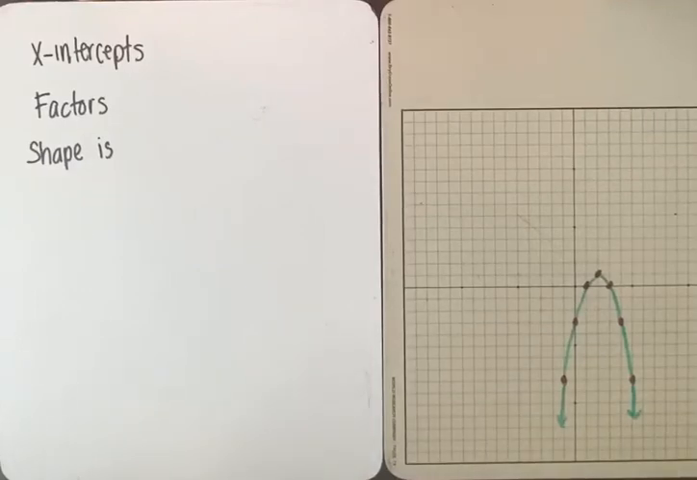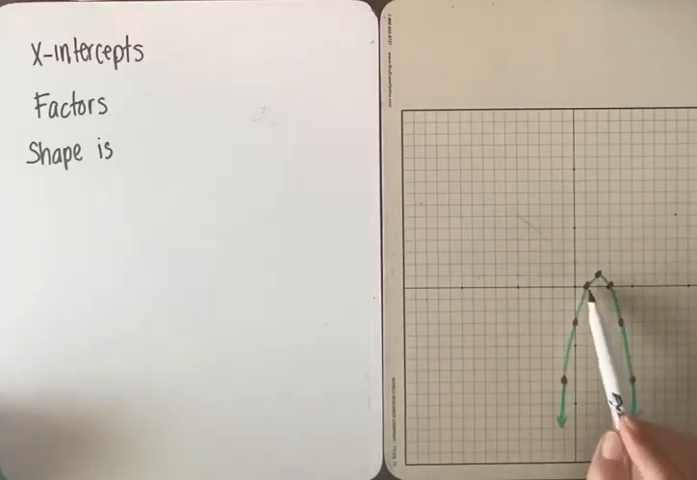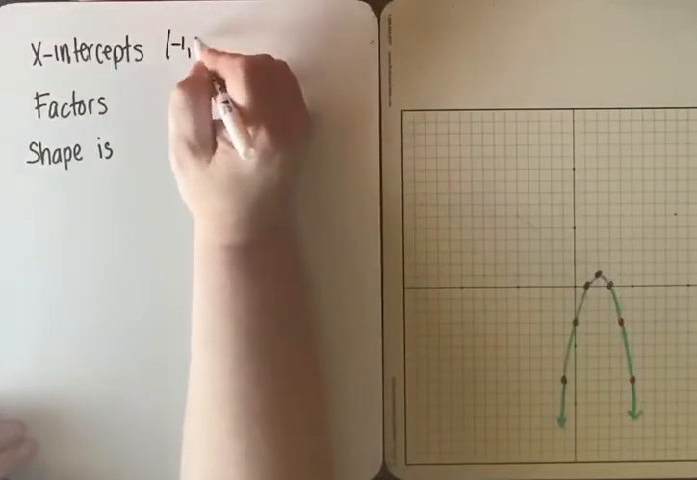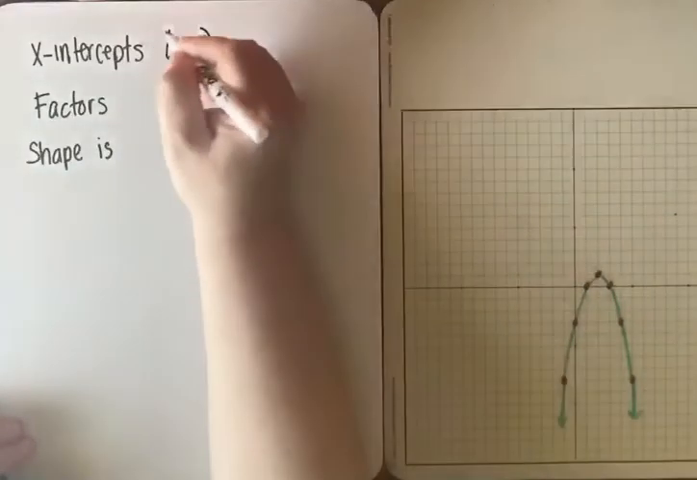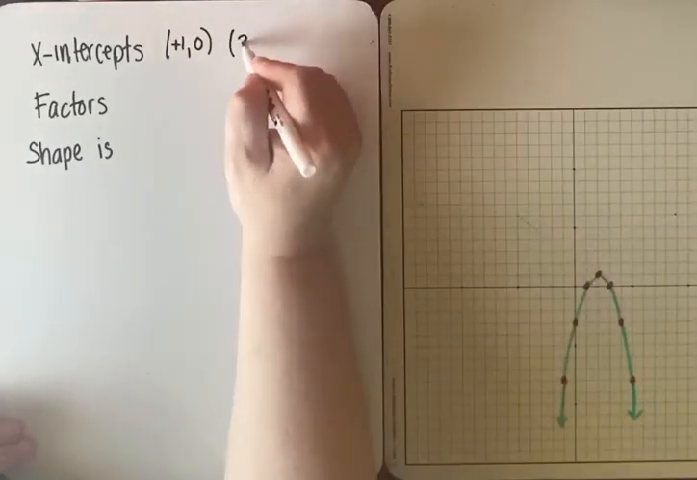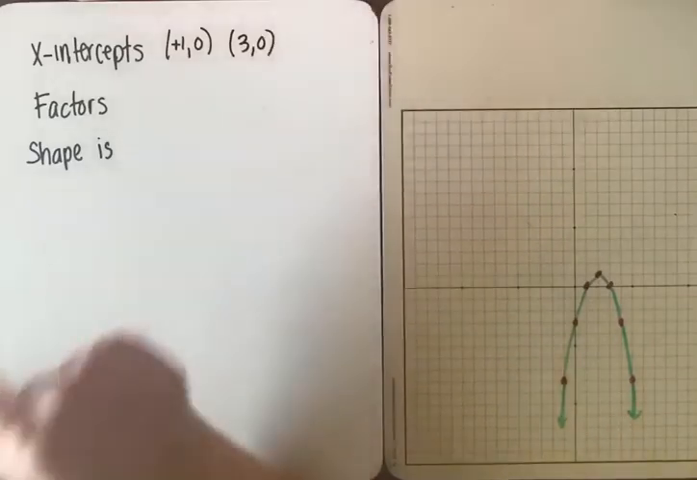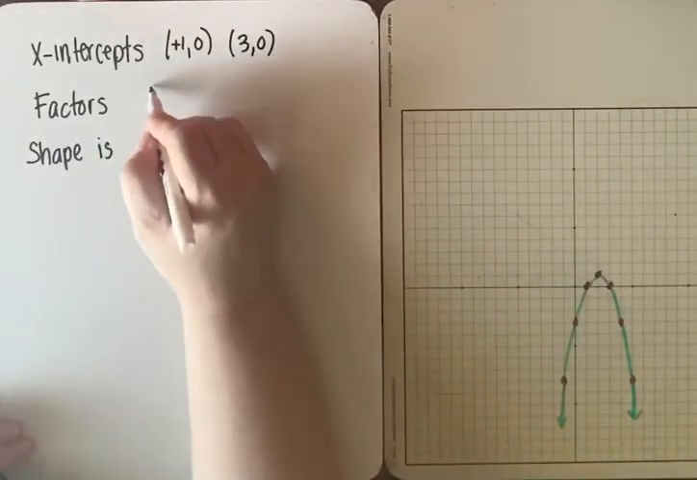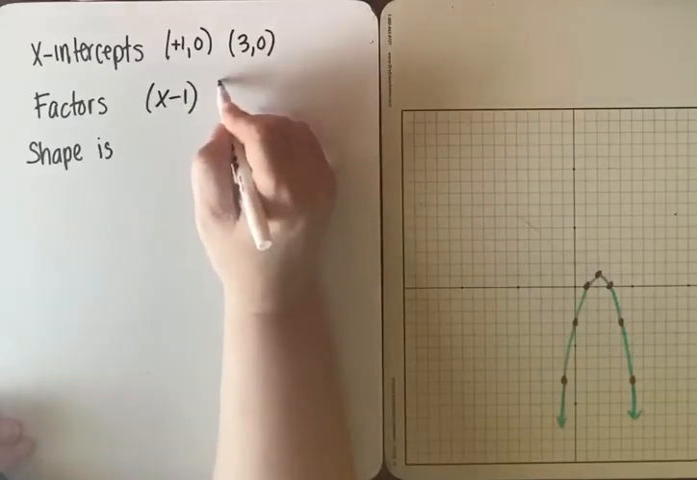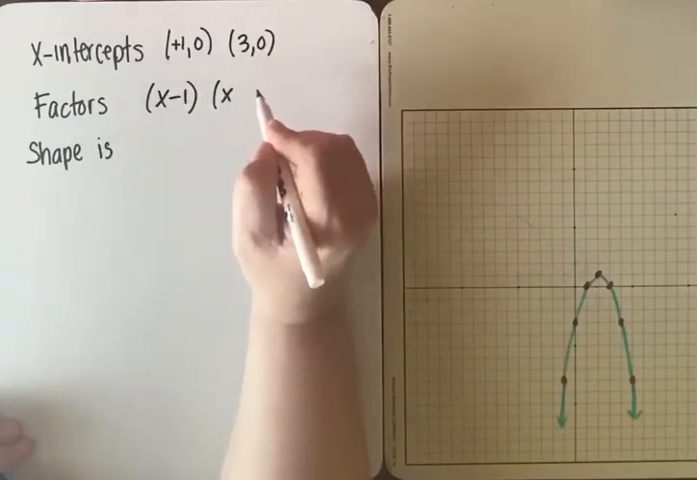Our goal with this problem is to be able to write it into both factored form and standard form. We're going to start by looking where the intercepts are. So we have an intercept here at +1, and an intercept here at +3. And so what that tells me is that I have factors of x minus 1 and x minus 3.